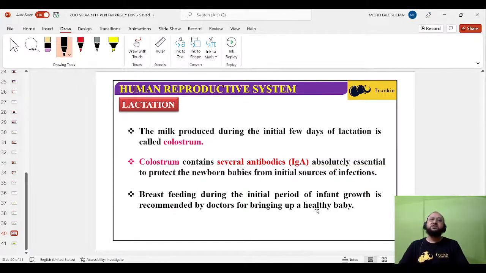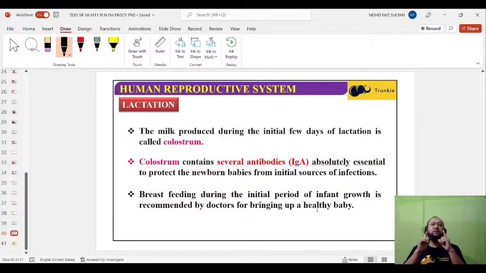The milk produced during the initial few days of lactation is colostrum. What happens? The milk is being produced and accumulating. It is dense, and it contains one of the very important components. This is very important for the exam also.